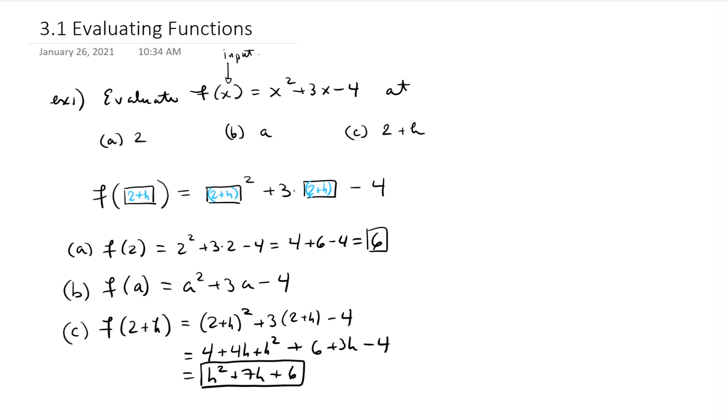So of course it's in terms of h. I don't know what h is. So if the input contains h, h could be a variable, it could be something that's fixed, but we don't know what it is. That's the thing. So the output is going to depend on that.